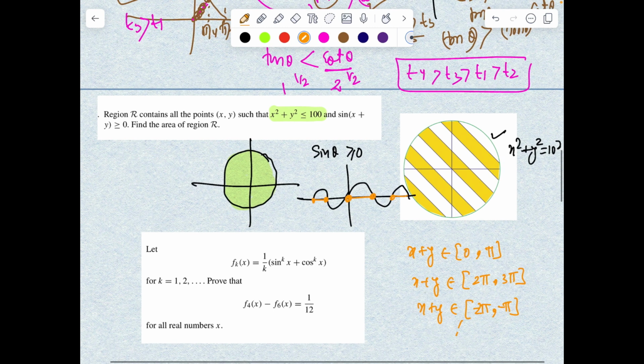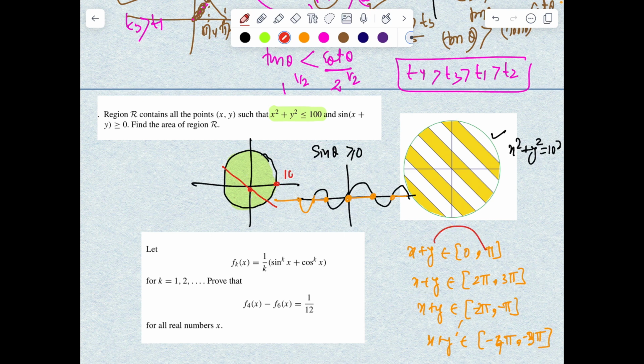Here we will get one more region, where x plus y belongs to minus 3 pi to minus 4 pi, in fact minus 4 pi to minus 3 pi, and so on and so forth. Now if we try to plug in x plus y equals 0, clearly it's a line with negative slope passing through the origin. What about x plus y equals pi?